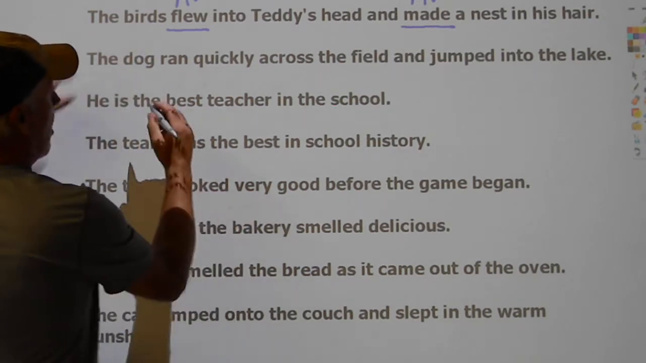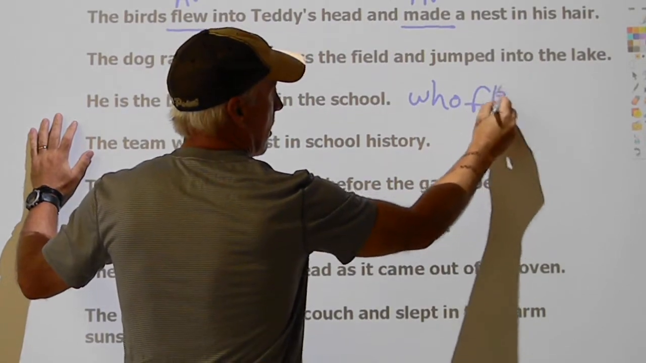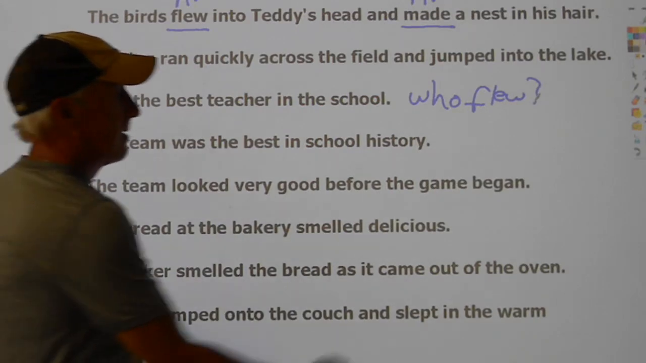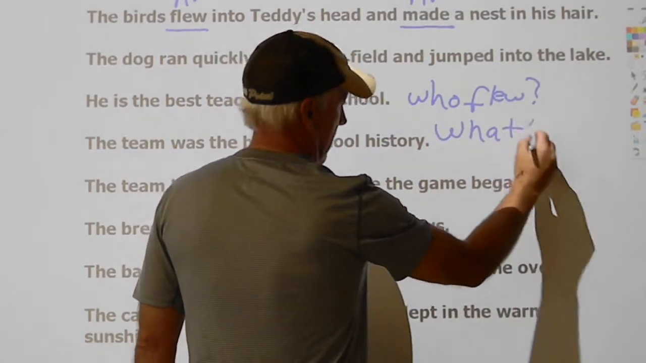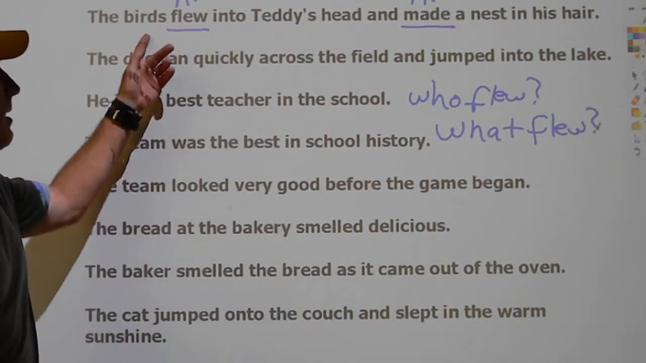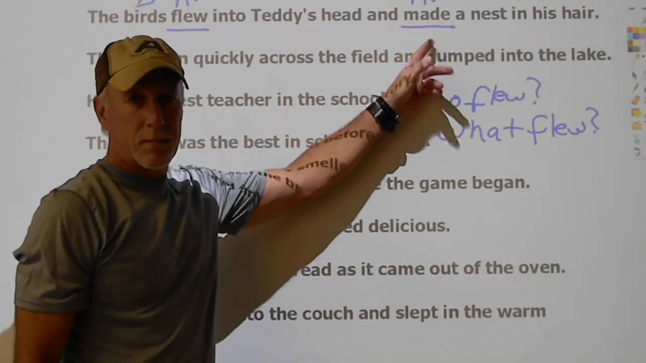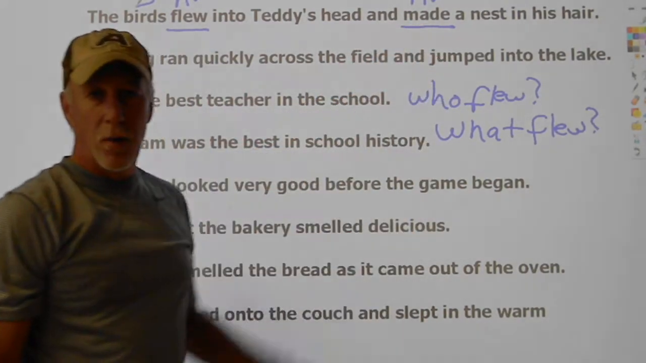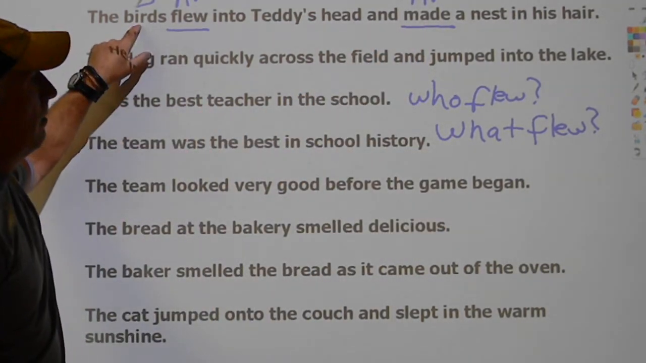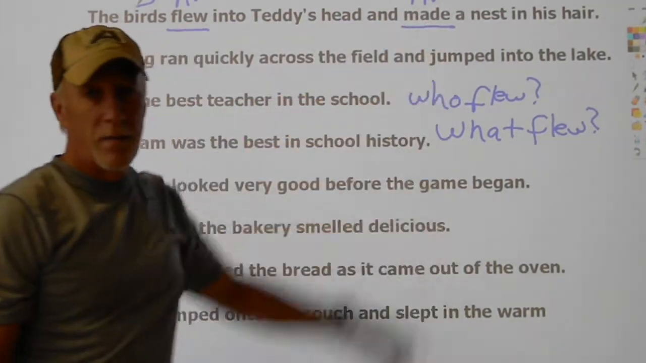So if I said, who, can I answer this question? Who flew? Can you answer that? No. Can you answer what flew? Yes, because a bird is a what? Here's your subject that goes with this verb. Okay? Here's your other verb. Who made? Can you answer that? No. What made? Birds. Okay? So birds is the subject for flew, and birds is the subject for made.